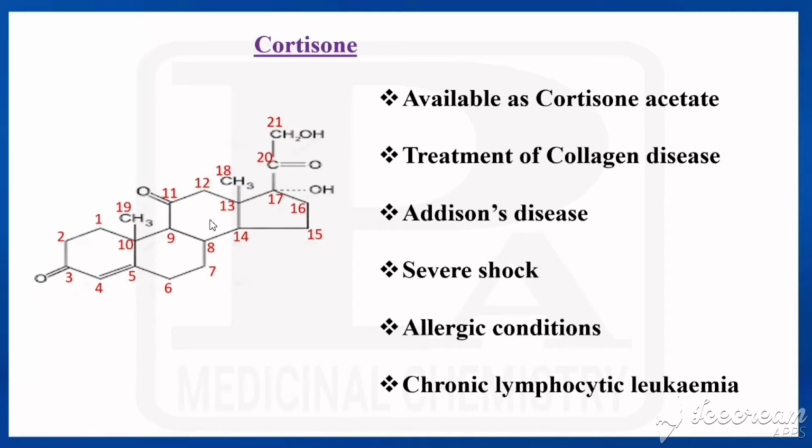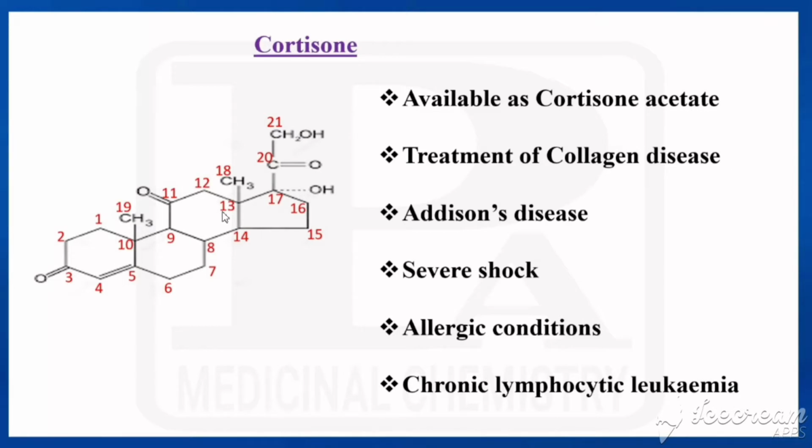It is having the basic nucleus of steroid. What is that? Cyclopentanoperhydrophenanthrene, having two angular methyl groups, and at 17th position it is having two substitutions. One is COCH2OH. Another one is alpha hydroxy group. And other than that, it is having two ketones in 3rd and 11th. One more double bond between 4 and 5. So that is the structure of cortisone.